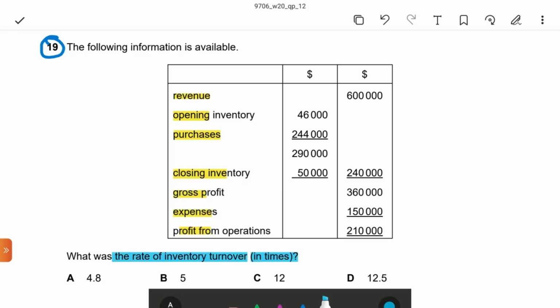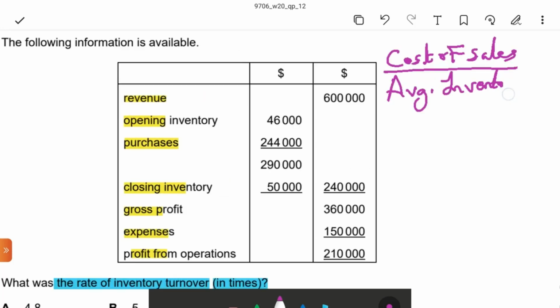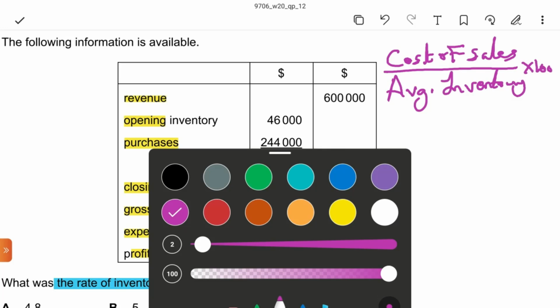Inventory turnover in times is equal to, what is the equation? Cost of sales divided by average inventory, multiply 100. Here the cost of sales is given, but we have to calculate the average inventory.